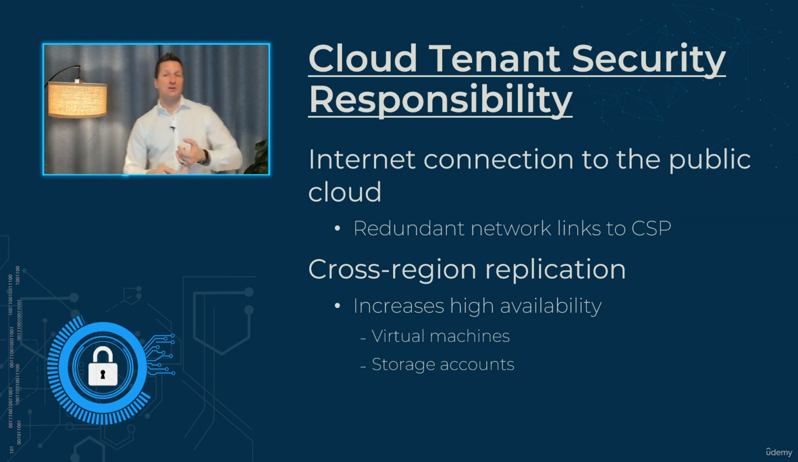Another thing to think about is we can enable cross-region replication. For example, if we've deployed a storage account in the cloud, we can enable it to replicate to another alternate region so that if we have a regional outage, we already have the data that's been replicated to the secondary copy. So that increases high availability for that storage, or even for virtual machines if you replicate virtual machines across regions.